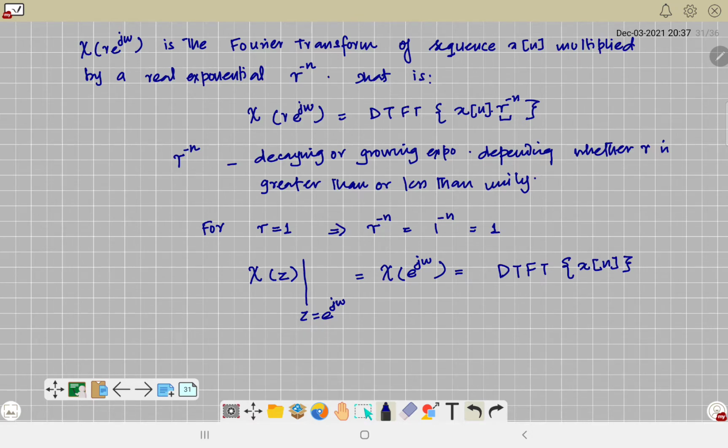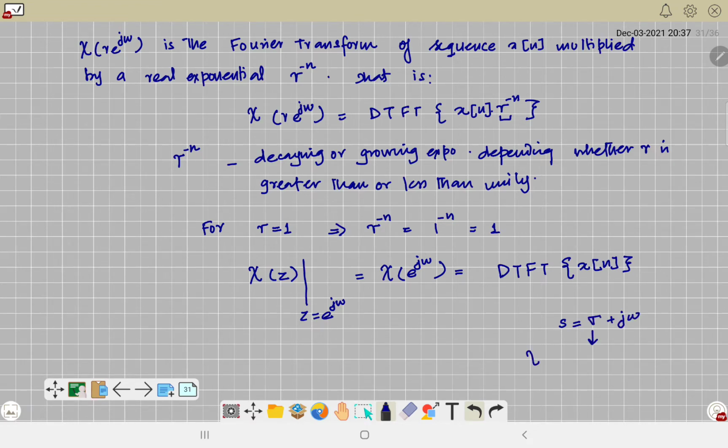Now, if you remember in the continuous time case, the Laplace transform reduces to the Fourier transform when the real part of the transform variable is 0. If you remember, we had a variable s, which was sigma plus j omega.